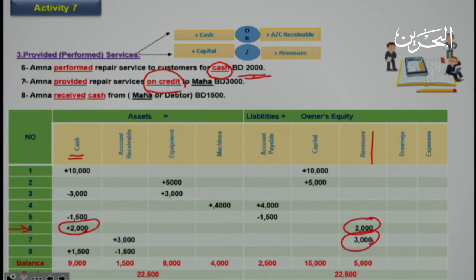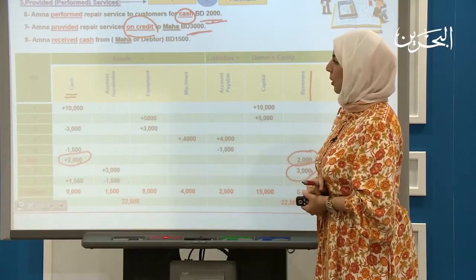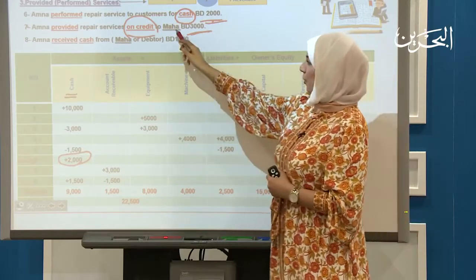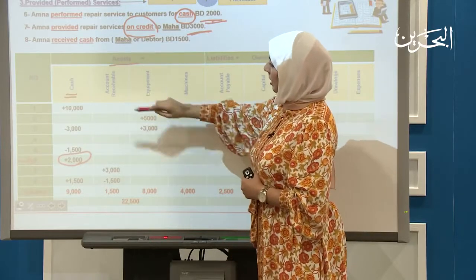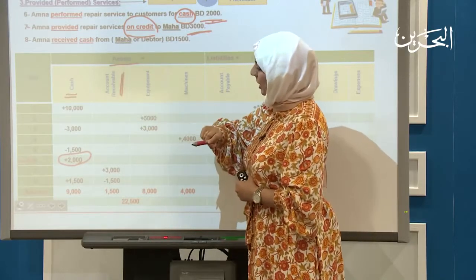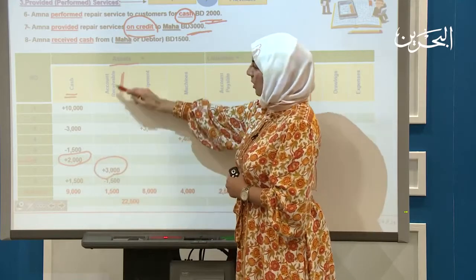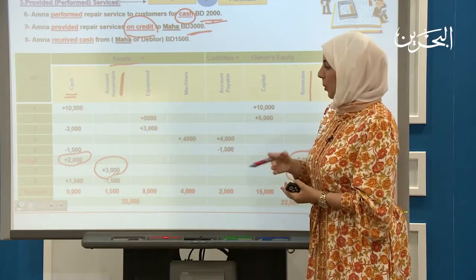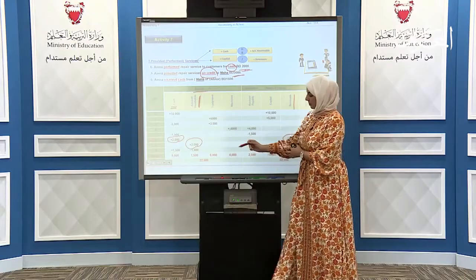But my dear student, did I receive the amount of 3,000 that I performed the service for? No, I didn't receive the amount. I'm waiting to receive this amount from Maha. So coming to the assets section, under the account receivable account, I will increase it by 3,000. Why do I put it on account receivable? This account holds the money I wait to receive from the customer. So because of that, I increase it.